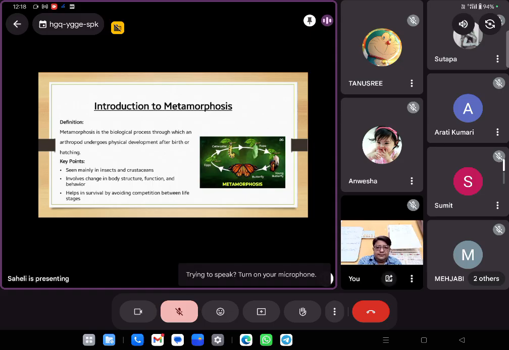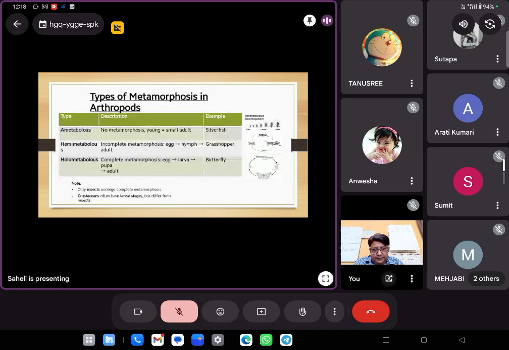Now that we know what metamorphosis is, let's move on to its types and stages in arthropods. Here are the types of metamorphosis in arthropods. Metamorphosis in arthropods is the process of changing body form as they grow. There are three main types.